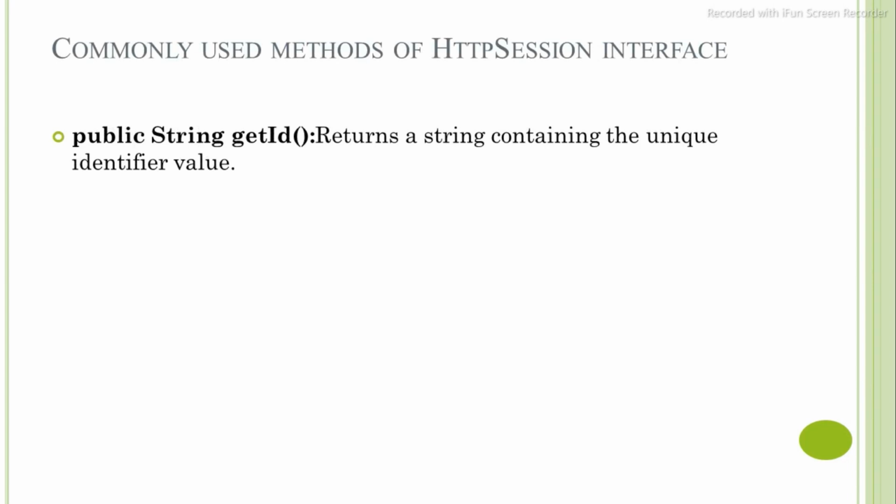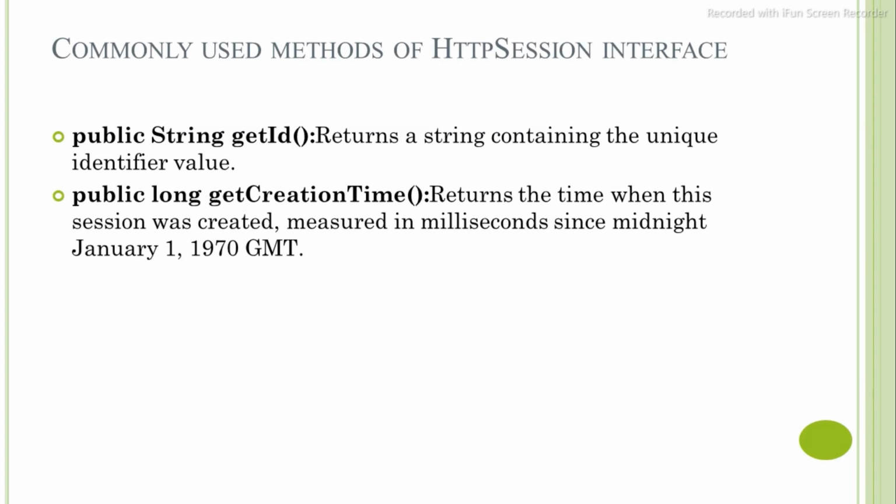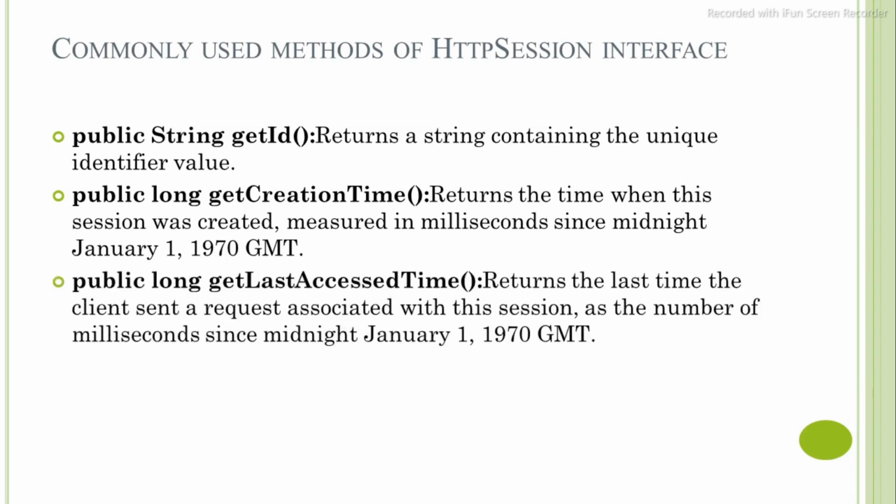Commonly used methods of the HttpSession interface. public String getId() returns a string containing the unique identifier value. public long getCreationTime() returns the time when this session was created, measured in milliseconds since midnight January 1, 1970. public long getLastAccessedTime() returns the last time the client sent a request associated with the session, as the number of milliseconds since midnight January 1, 1970.